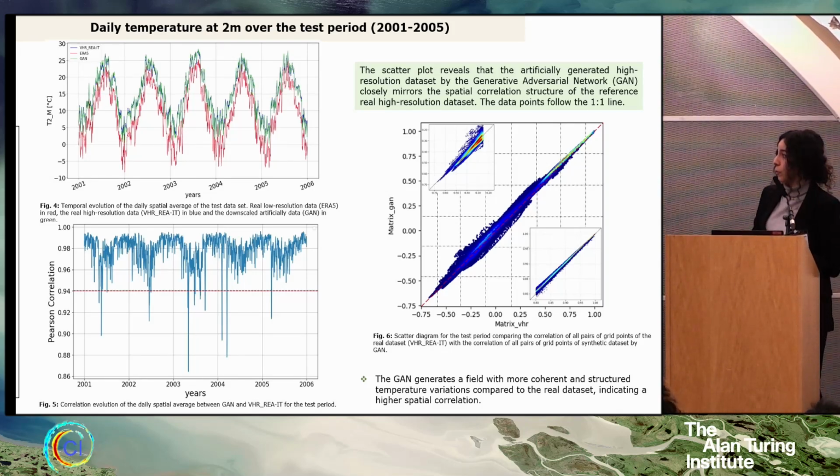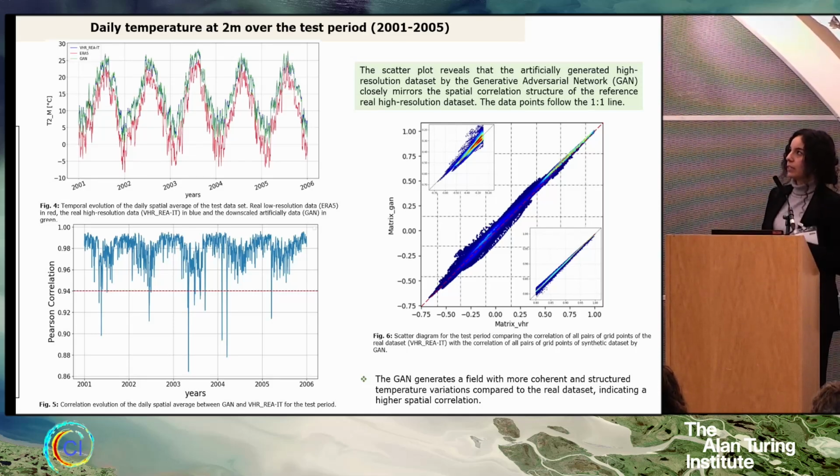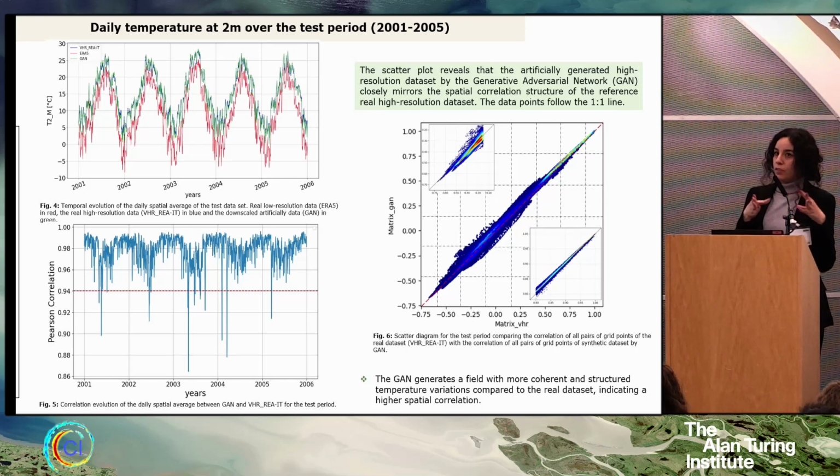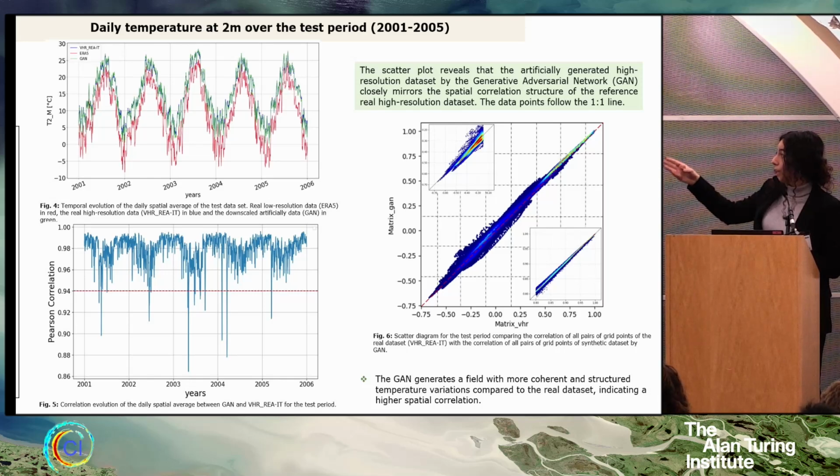The correlation is reported in the time plot, and at left we have an index of spatial coherence, the spatial correlation between the VHR real dataset for the test period and the GAN, and the points are distributed along the red line. This is a good indicator for the GAN.